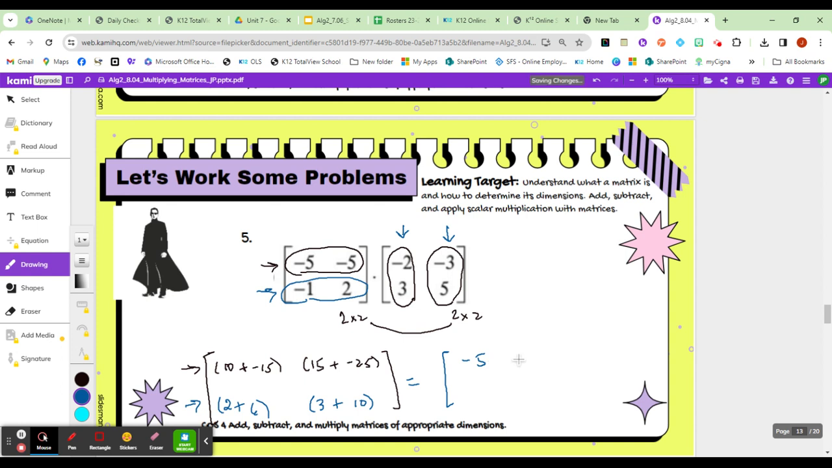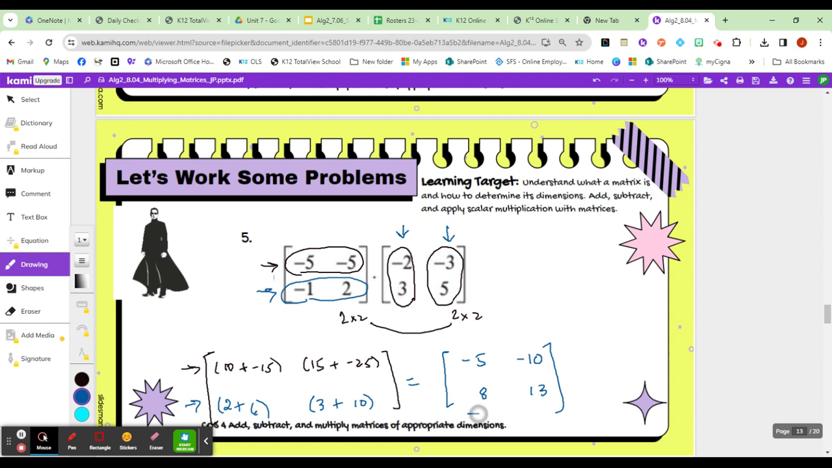And then I'll simplify. So that's going to give me negative 15 plus negative 25. I got ahead of myself. 10 plus negative 15 is negative 5. I wrote the right thing and said the wrong thing. 15 plus negative 25 is not negative 15. It's negative 10. 2 plus 6 is 8. 3 plus 10 is 13.